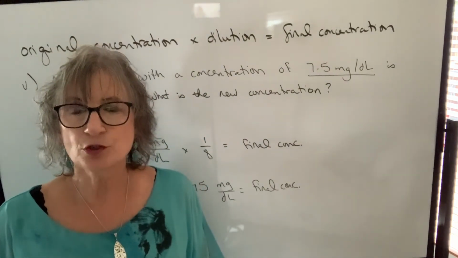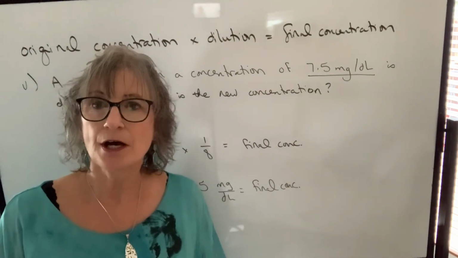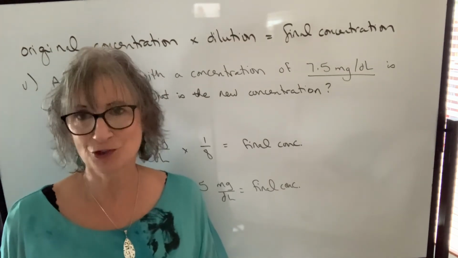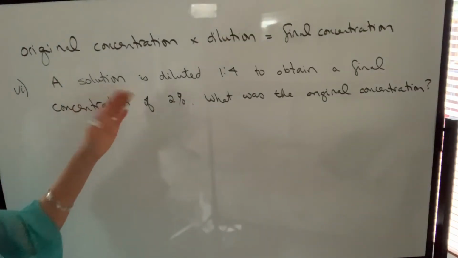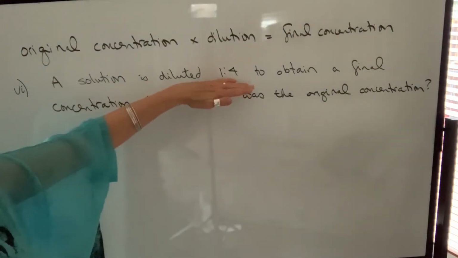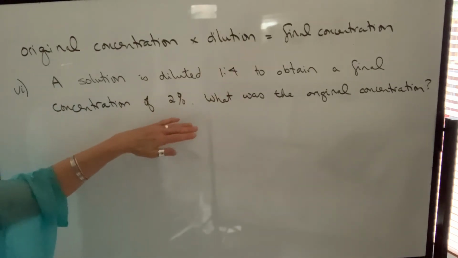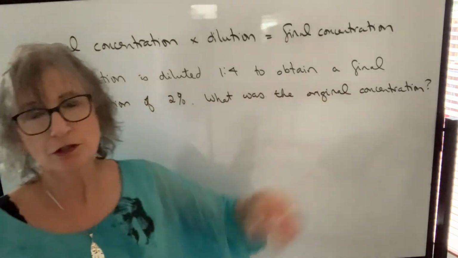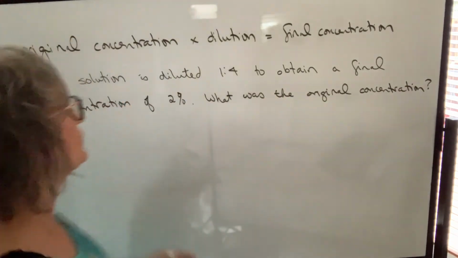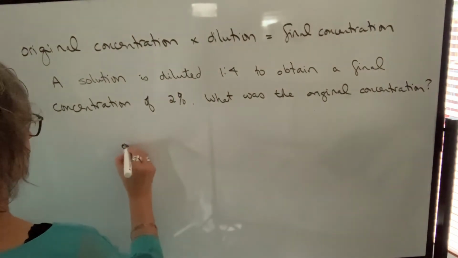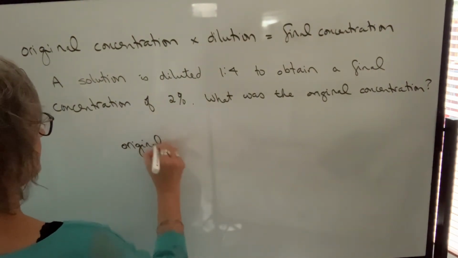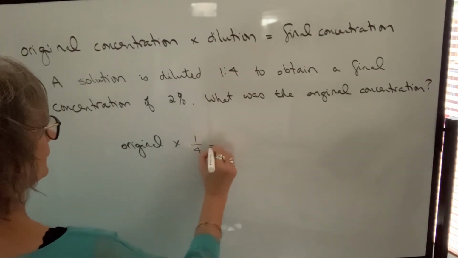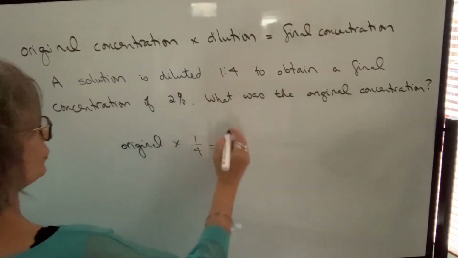Now you might run into situations where you'll know the concentration of a solution after it's been diluted. So let's take a look at how we find the original concentration. So if we had a solution and we diluted it 1 to 4, and then we were able to measure the final concentration of 2%, we might want to find what was the original concentration before we diluted it. So we're going to use the same formula. So we don't know what the original is. So the original times our dilution factor of 1 to 4 will equal our final concentration, which is 2%.